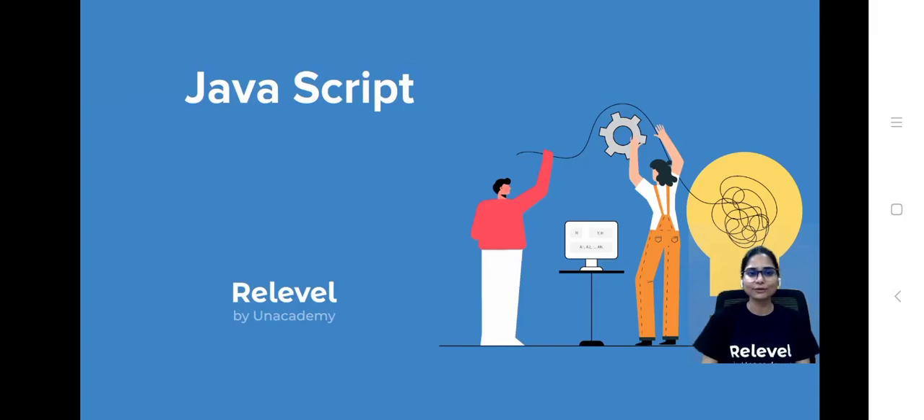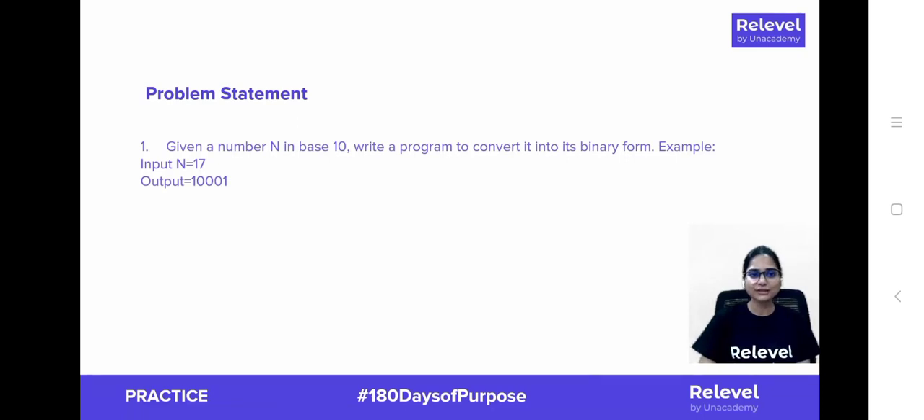to solve some basic problems using JavaScript. So let's get started. So the first question is, given a number n in base 10, write a program to convert it into its binary form. So you people must be aware of how we can convert a decimal number into binary form.